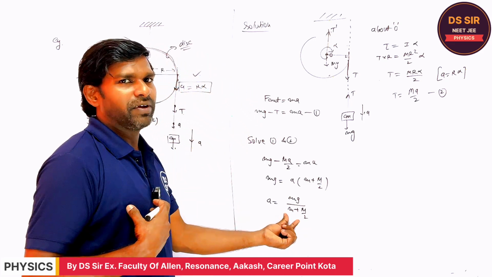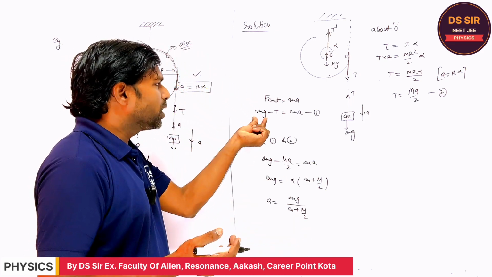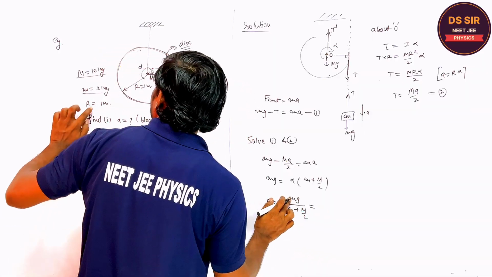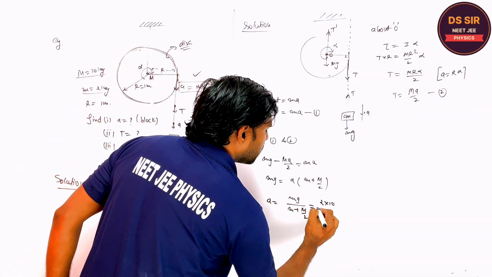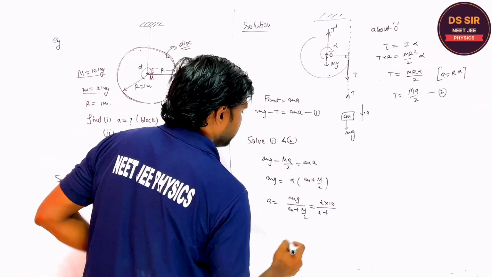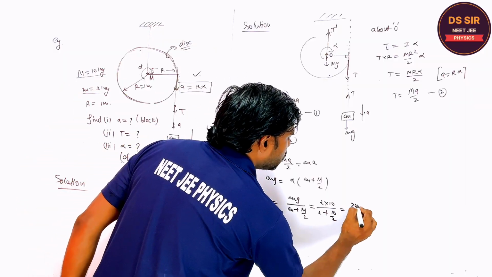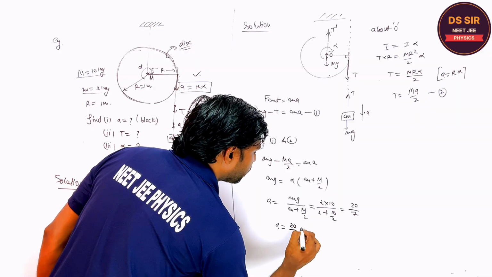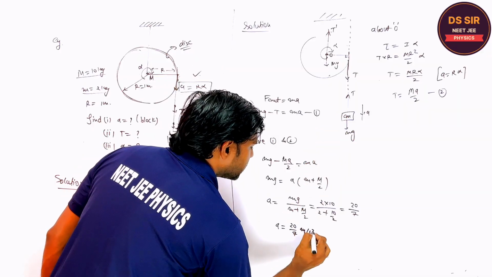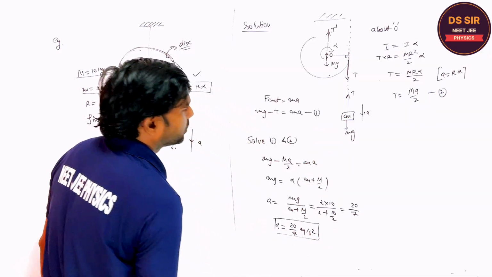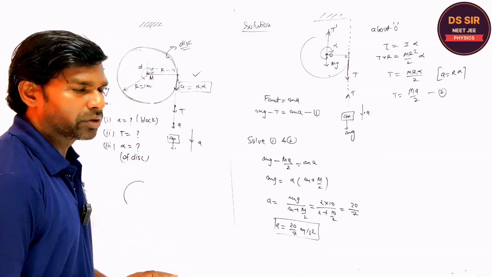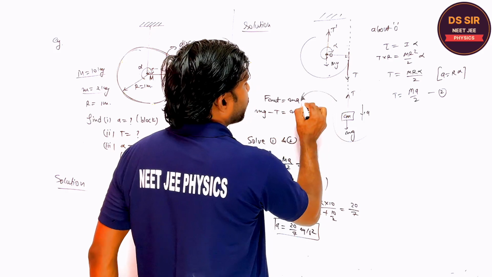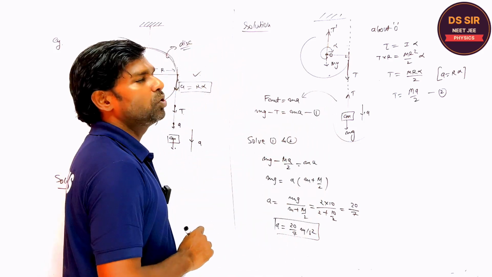Although I am not putting the values yet, you can put them here, it will be easier for you. So small m is 2, so 2 into 10 upon 2 plus capital M by 2, which is 10 by 2, is equal to 20 upon 7. So the linear acceleration of this block is 20 upon 7 meter per second square. Is it clear or not? I am explaining once again. This is performing translation motion, so F net is equal to ma.